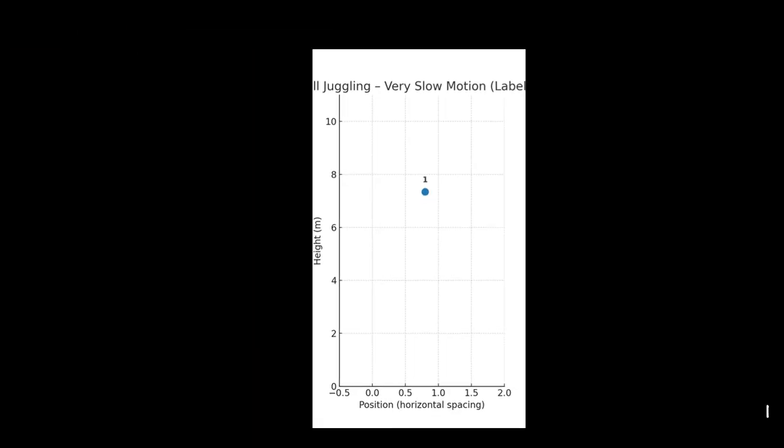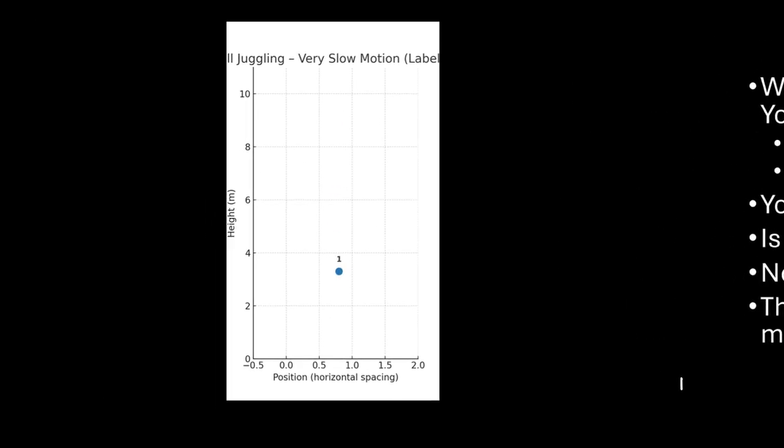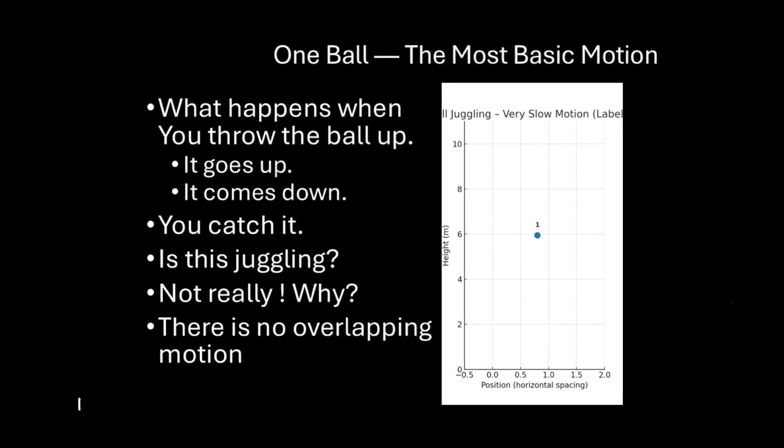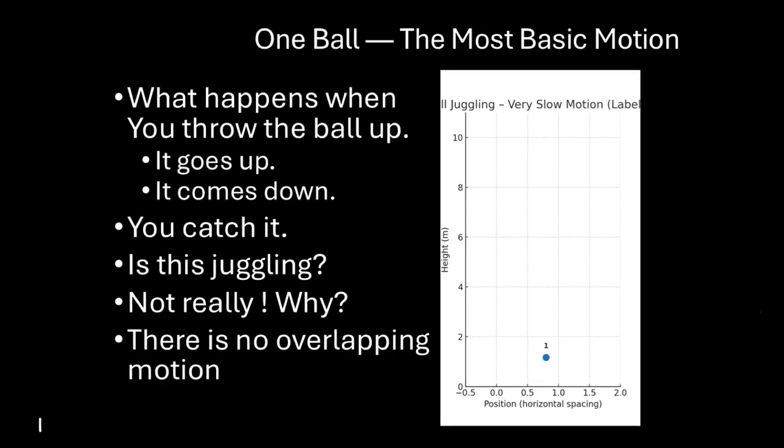Yes, it's going to be a bit complex. So this is juggling of only 1 ball. And now let's see what happens when 1 ball is thrown up. It goes up, reaches the maximum height, reverses its velocity, and then comes down. This is not juggling. Why? Because there is no overlapping motion. There is only one ball involved in it. Now, what do you mean by overlapping? We'll come to that in a while.